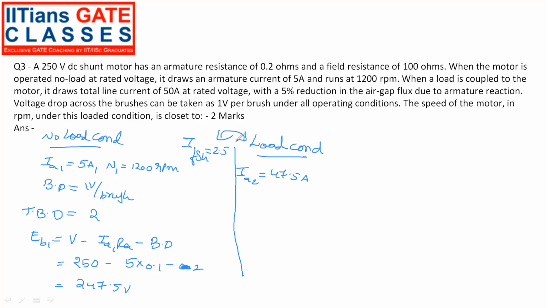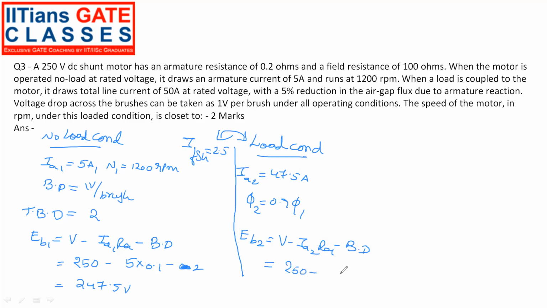Whereas in the loaded condition, the motor draws a total line current of 50 amps that is taken from the supply. So we have to subtract the field current from this supply current. Then we will be getting an armature current of 47.5 amps. And they have given that we have reduced the flux, right? So phi 2 will be 0.9 times phi 1. Now here also, the back EMF EB2 can be given as V minus IA2 RA minus brush drop.